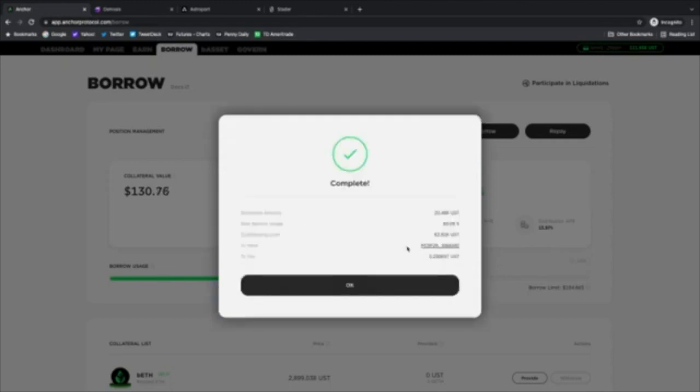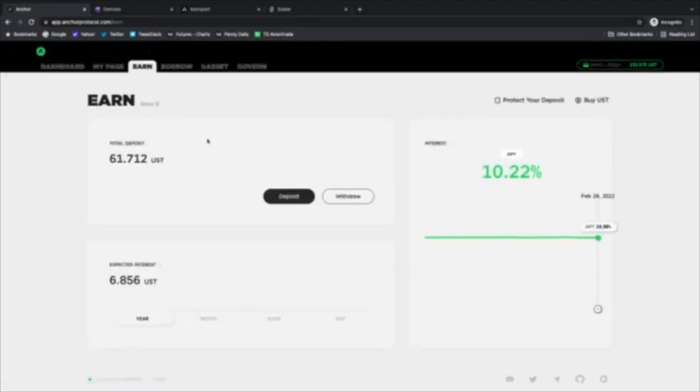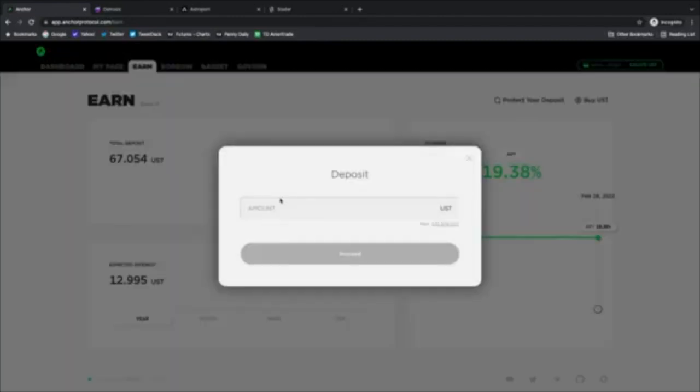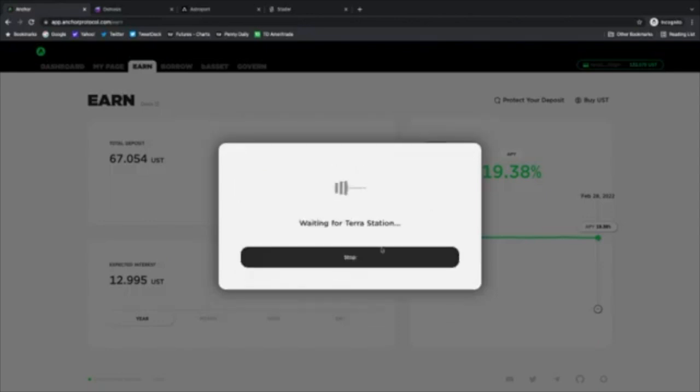And I'm gonna go back to the earn, and I'm going to deposit that into earn, and I'm going to keep that money liquid, because if Luna does get down, then I am going to quickly take this out. I don't know what it was, 20 something. I'm going to quickly take this out and repay my loan.